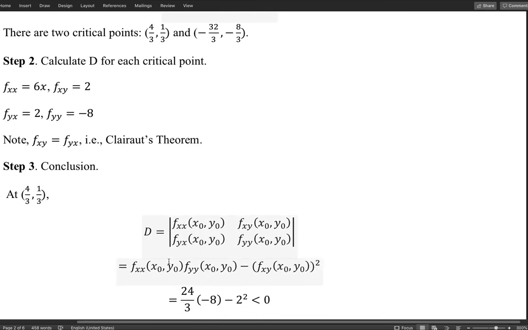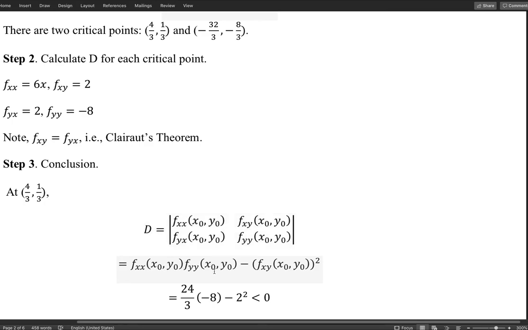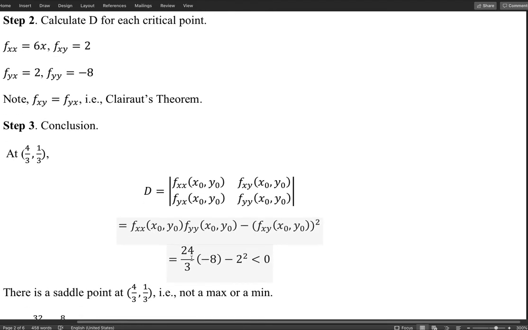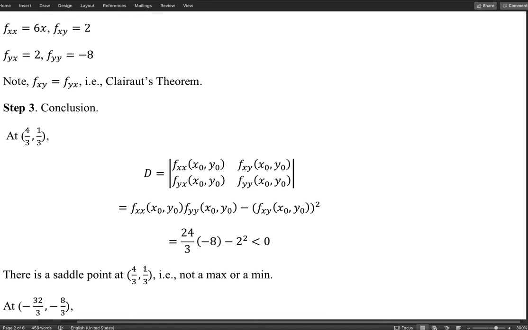So I plug in numbers for fxx and fyy, replacing x with 4/3. And fyy is actually a constant. Then fxy is still a constant. What I'm seeing here is that in this case D is negative minus negative, and it is still less than 0. This D is negative, which means we really don't have to worry too much. This critical point is a saddle point, which means it's really not a maximum or minimum at all.